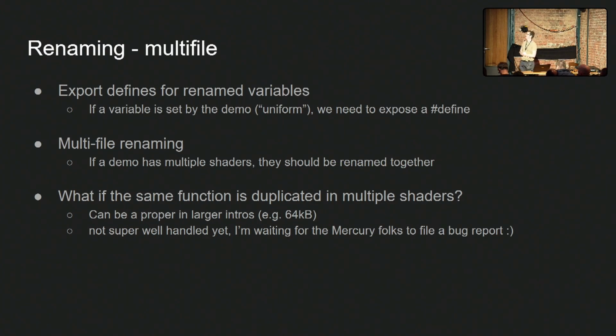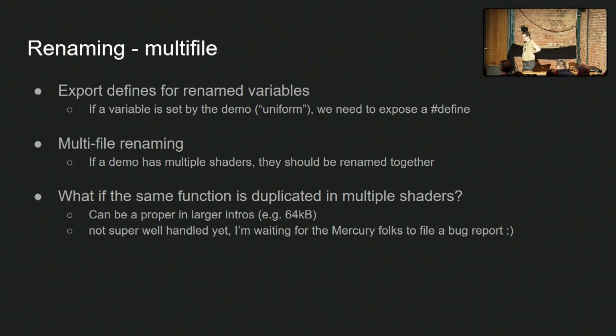One complication with renaming is that the variables can be used somewhere else. So first, the variable name might be used in the C++ application, like if you have a uniform and you want to set it. So we need to define some values to tell the C++ code how the variable will be renamed.